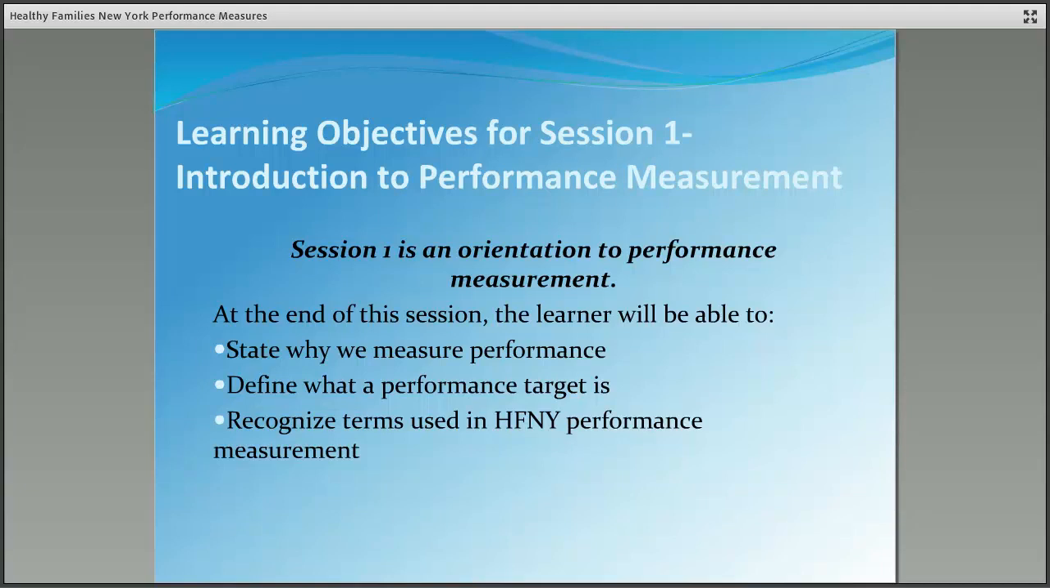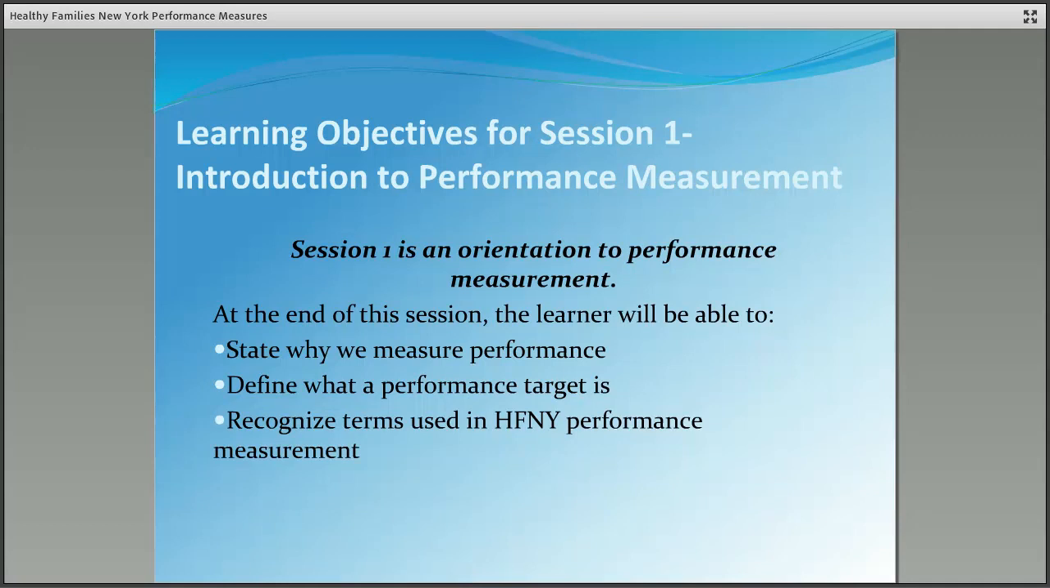Let's talk about what we want to accomplish in Session 1. Session 1 is a basic introduction to performance measurement. In this session, we are going to explore the various terms and vocabulary that you will need in this performance measurement journey and the types of data that are collected.